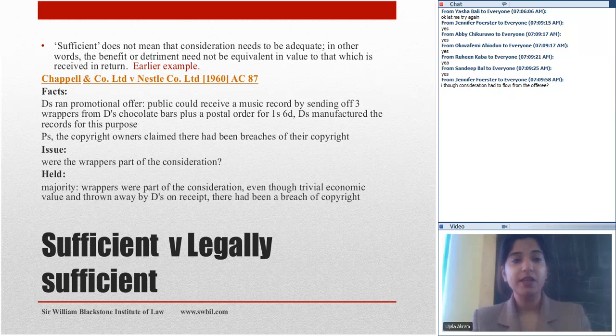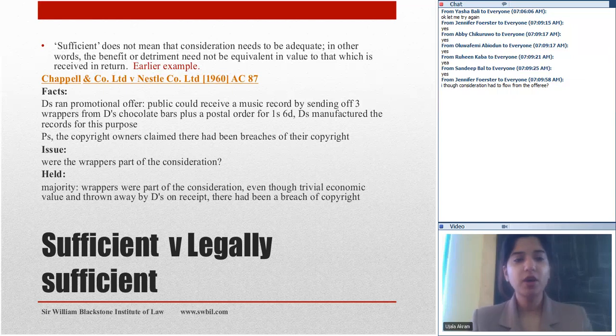So let's look at a very famous case, Chappell and Company versus Nestle. The facts of the case are that defendants ran a promotional offer that the public could receive a music record by sending off 3 wrappers from defendants' chocolate bars, plus a postal order for 1 shilling and 6 pence, around 7.5 pence. So defendants manufactured the records for this purpose. The issue was whether the wrappers were part of the consideration. So that was the issue raised in this case.